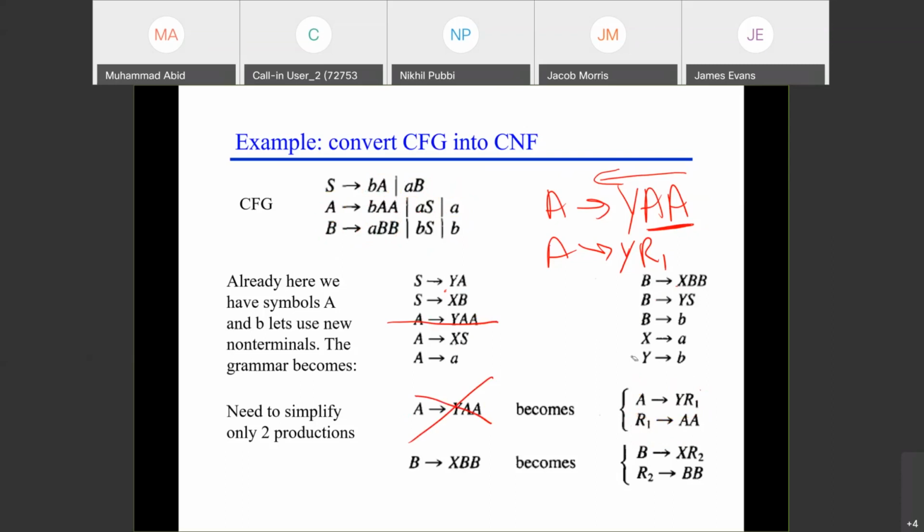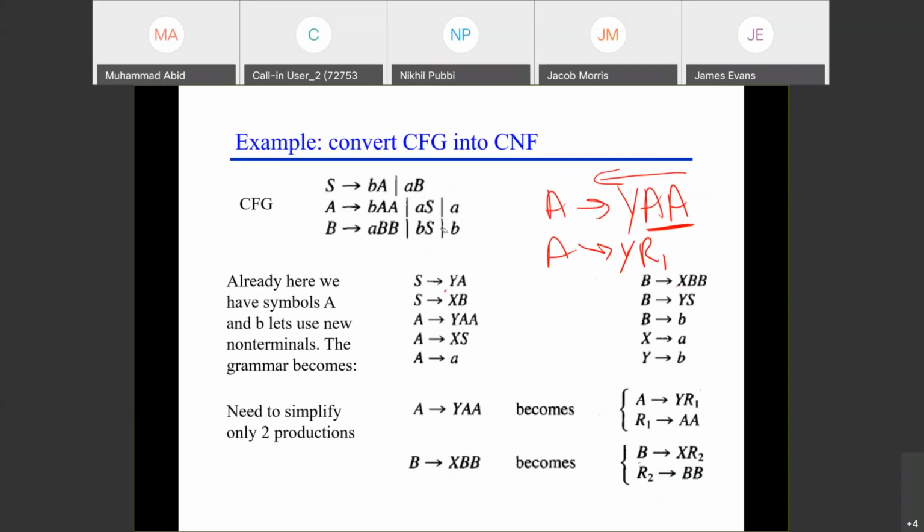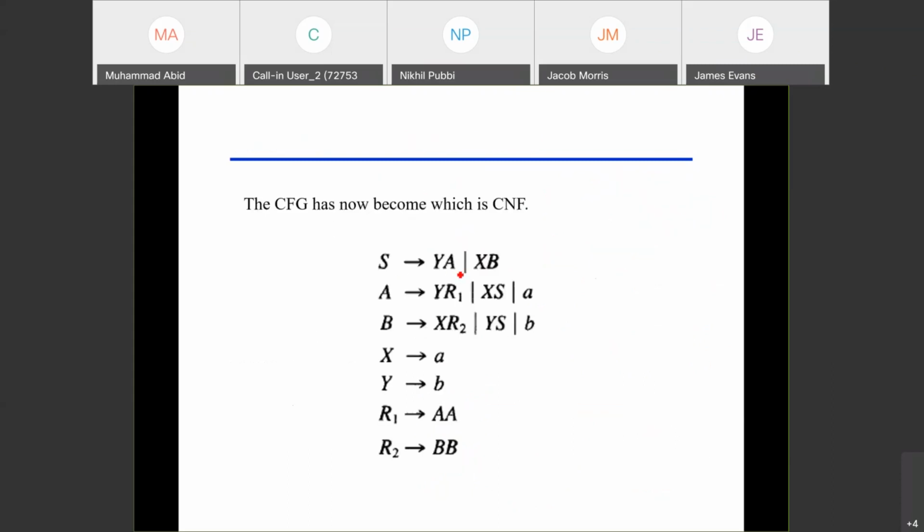The same is the case with XBB. We consider BB as R2, so XBB will become XR2, and we delete this production rule and add this one. And now look at what the final result will look like. So the final result is: S to YA, S to XB, YAXB is there.